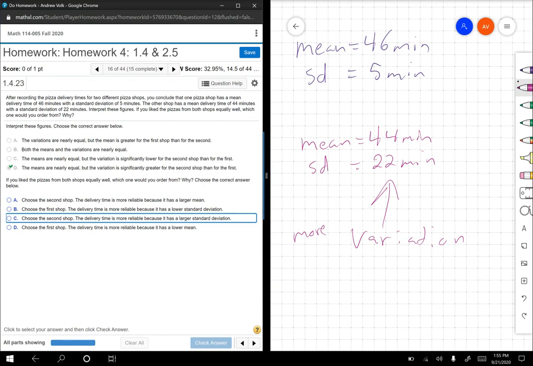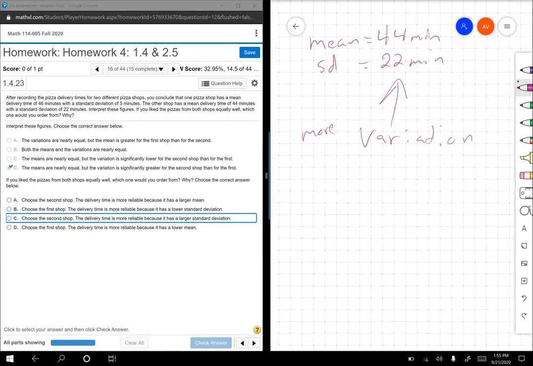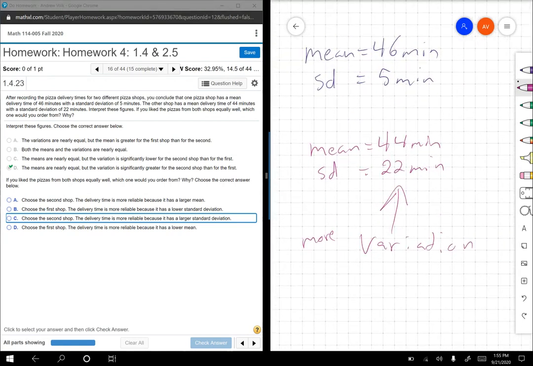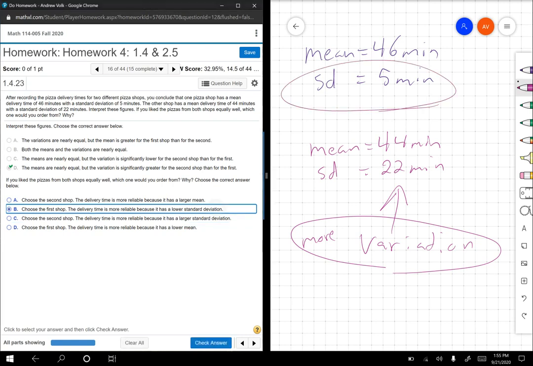Second part of this is if you liked the pizzas from both shops equally well, which one did you order from and why? Now, this is not an opinion question. It's actually got a right answer. So let's read them. Choose the second shop because it's more reliable. Well, that's not true. The second shop is more varied. Choose the first shop because it's more reliable, and it's more reliable because it has a lower standard deviation. That's true. So I'm leaning towards B.